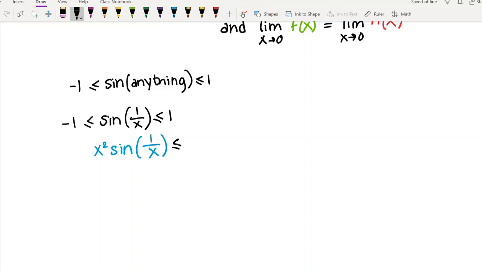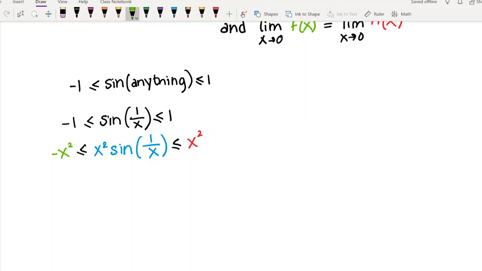And then on the right, when we multiply 1 by x squared, that will become just x squared. And then when we multiply by x squared on the left, we'll get negative x squared. So we just found our two functions. Sine of 1 over x times x squared is always going to be between negative x squared and positive x squared.